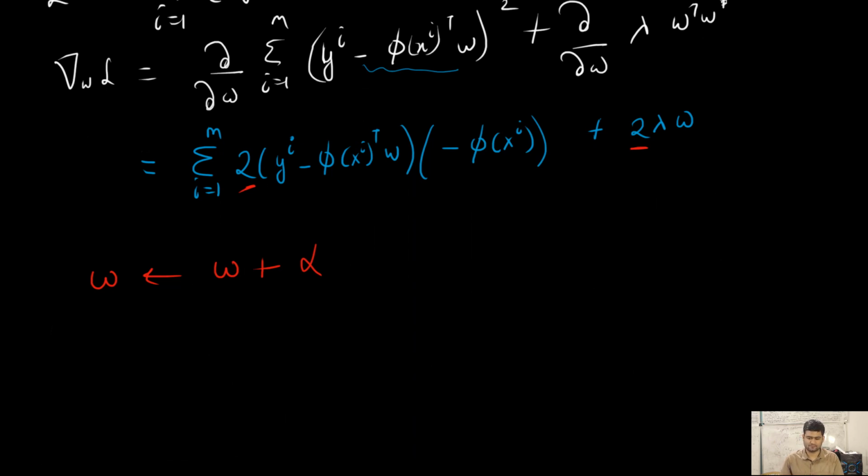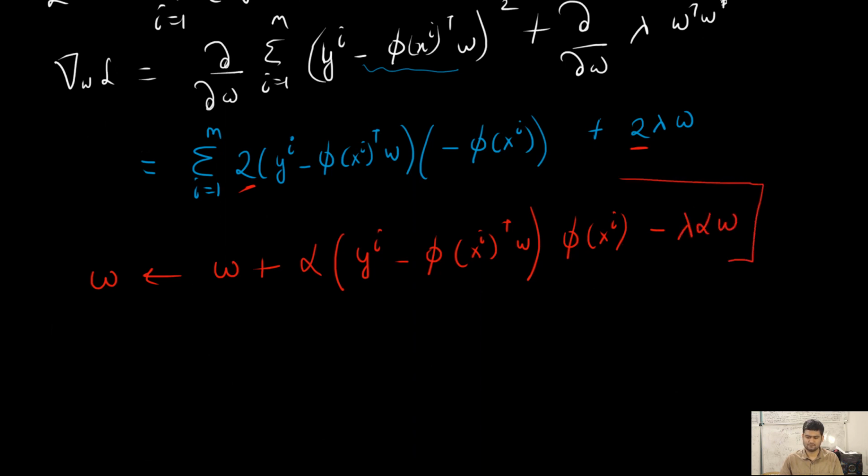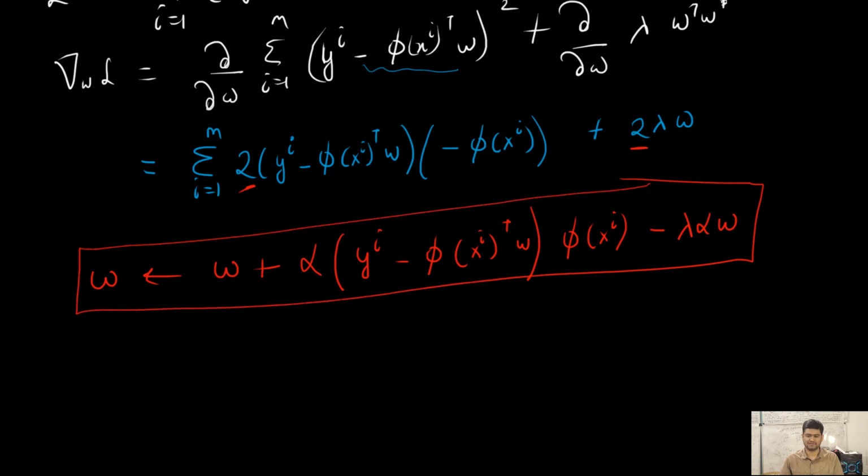So this would be yi minus phi of xi transpose times w, times phi of xi, minus lambda alpha w. Note the negative sign over here: when taking the negative of the gradient, this negative will become positive. So this would be the update equation in the gradient descent algorithm.